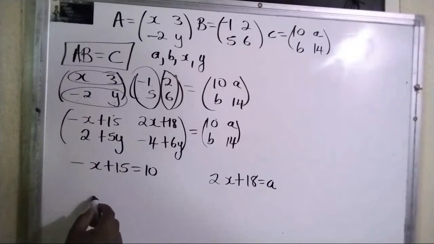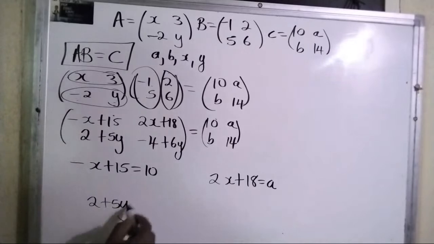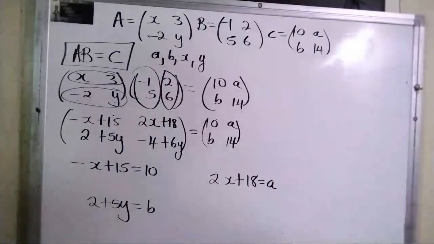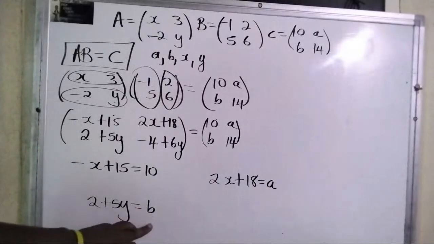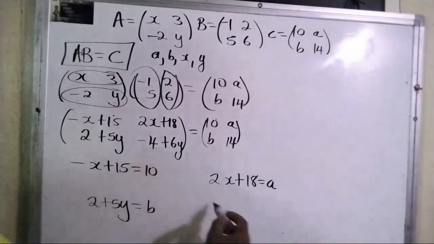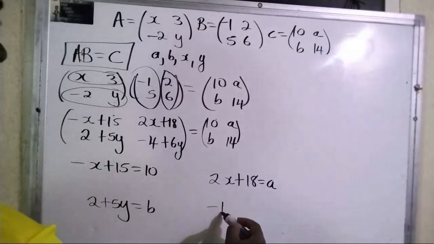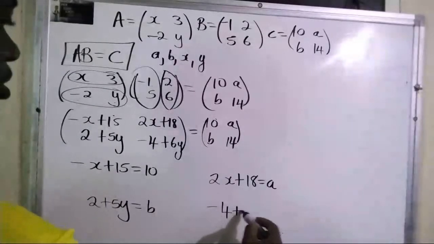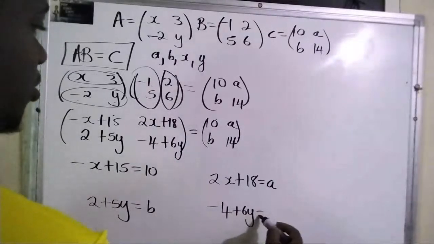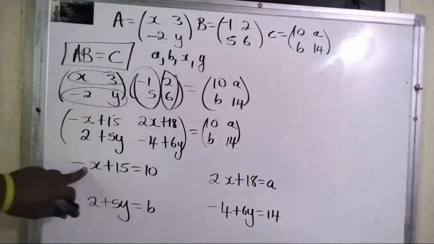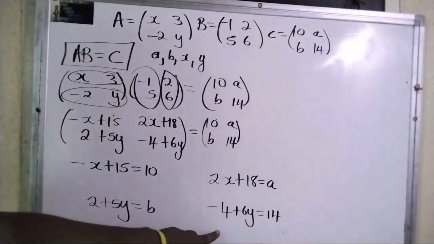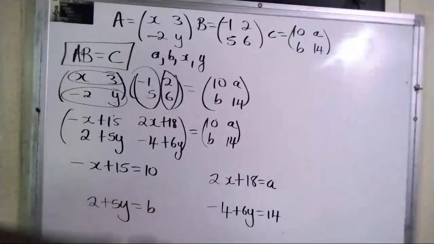And then we have 2 plus 5y equal to b. We can't solve for that one because we have two unknowns. We don't know the y, we don't know the b. Then the last one now, negative 4 plus 6y equal 14. So we can solve for this one because it's one unknown. We can also solve for y. And then we substitute the values.